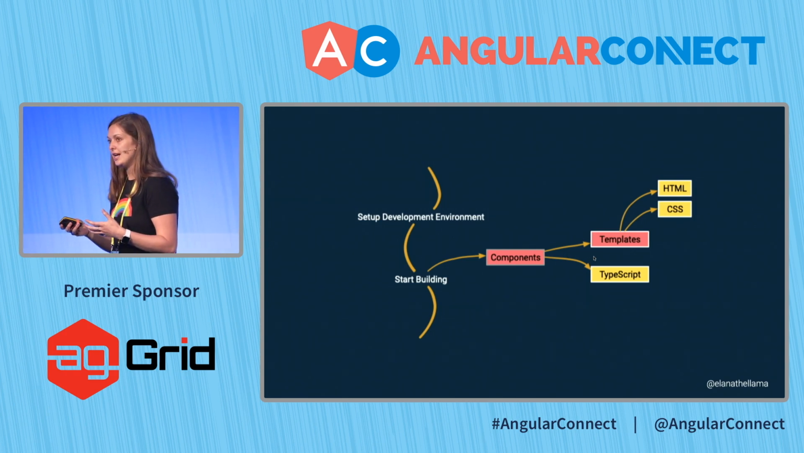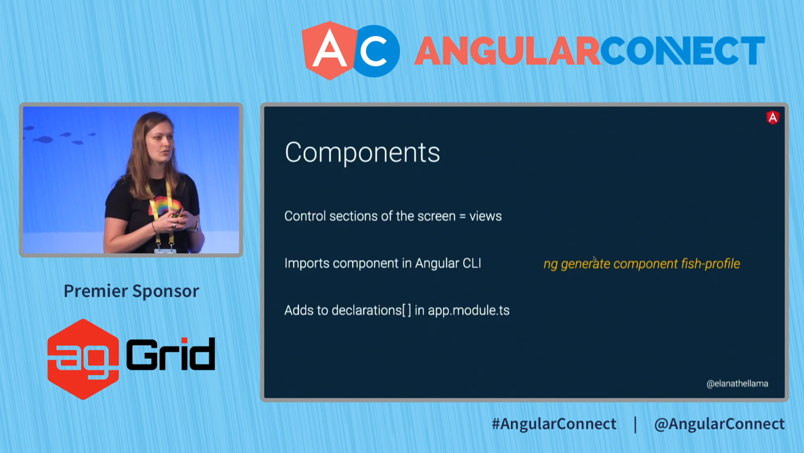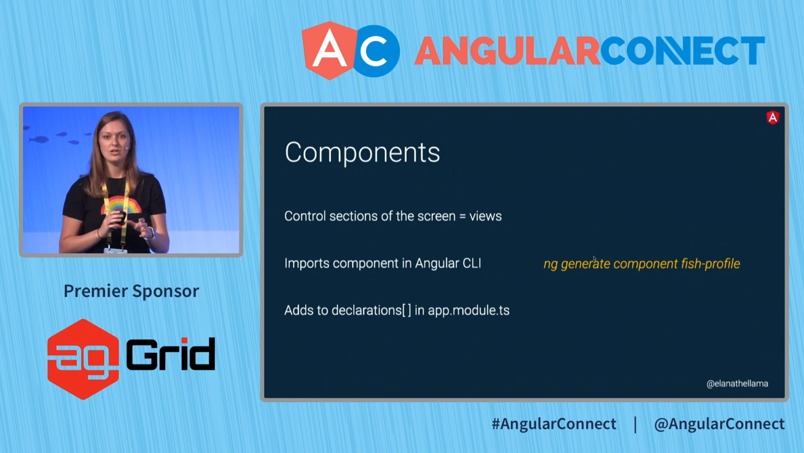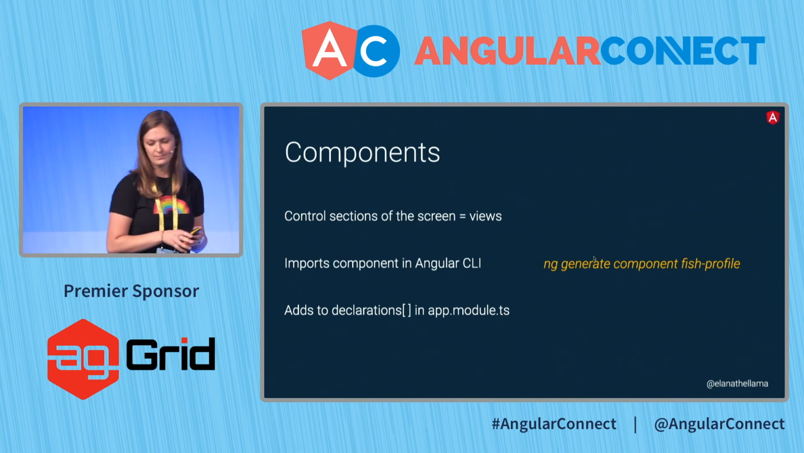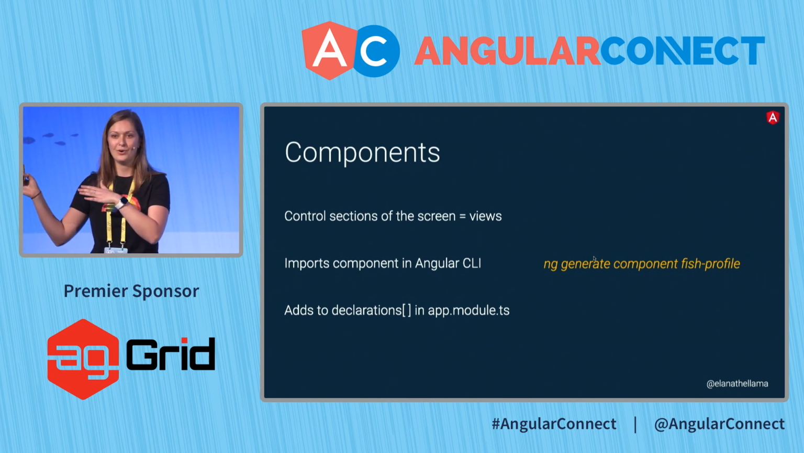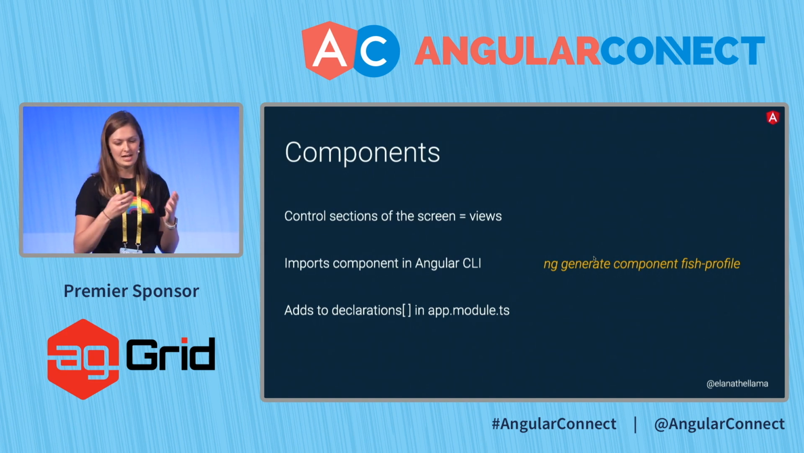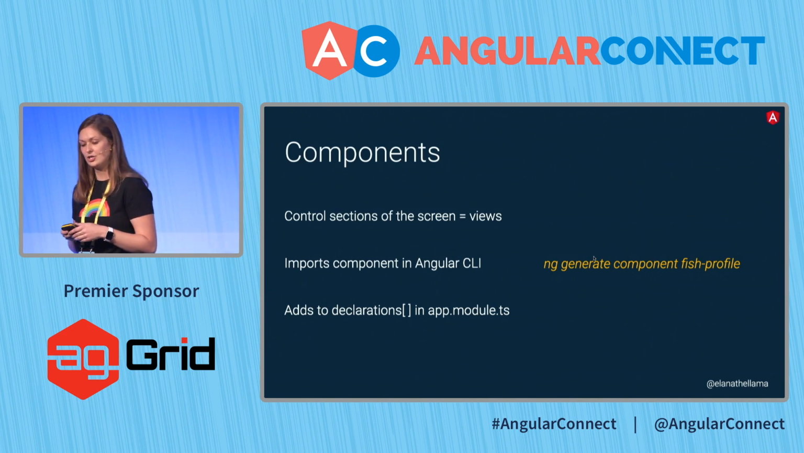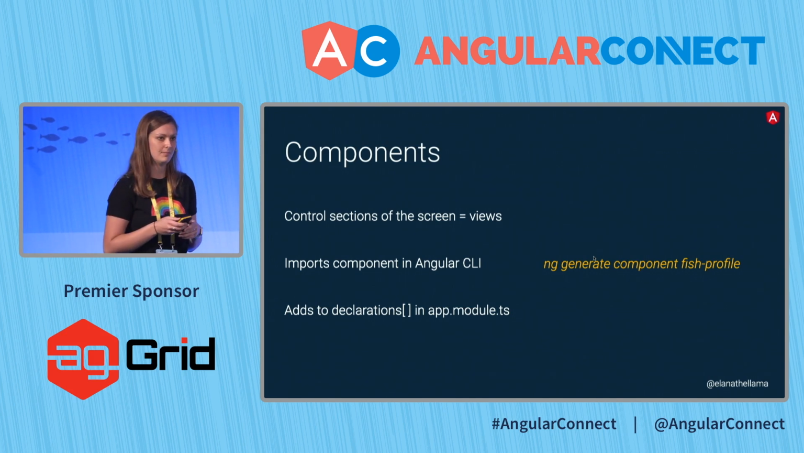Now, when we're building an Angular application, we're going to start using components. And components are really useful because they help divide our entire screen into view sections so that we're creating one component that we can actually duplicate across views. We can create components really easily with ng generate component and then the component name. And when we do that command, it actually imports it into the Angular CLI and then adds that component name into your declarations array in app module, which I'll show very shortly.